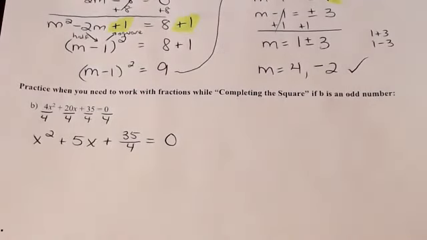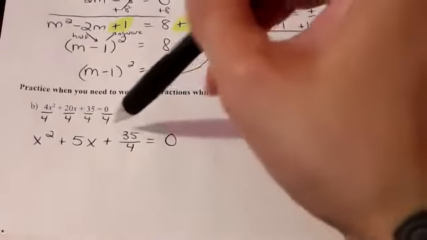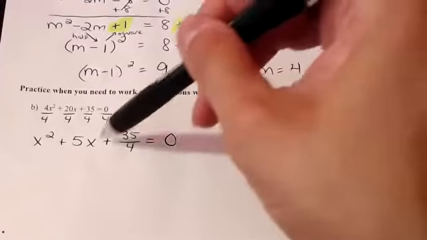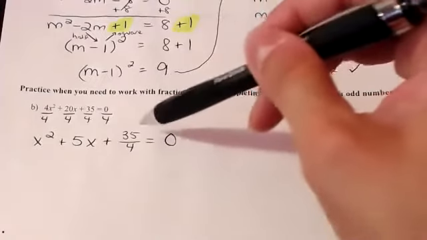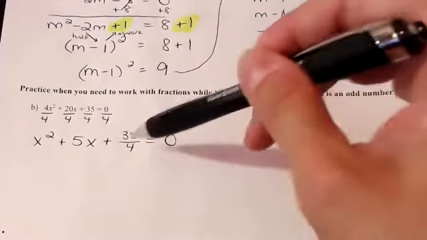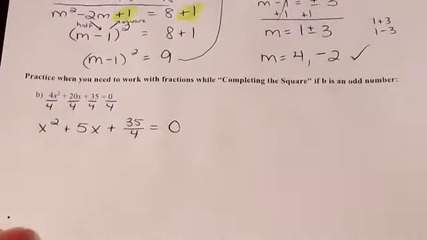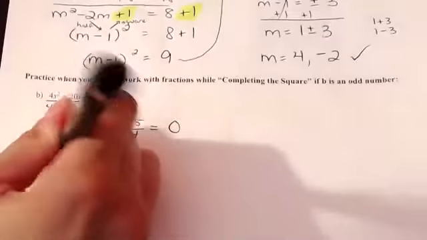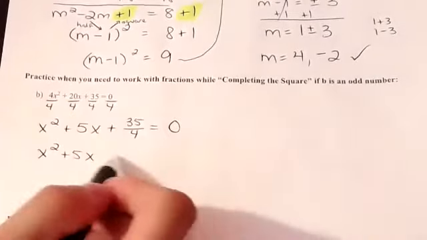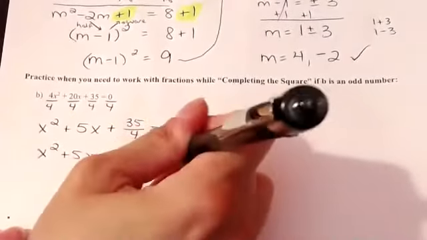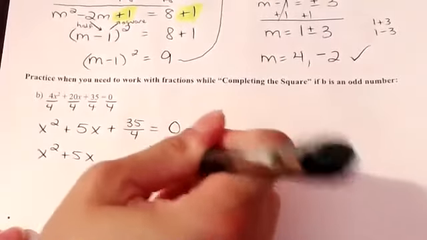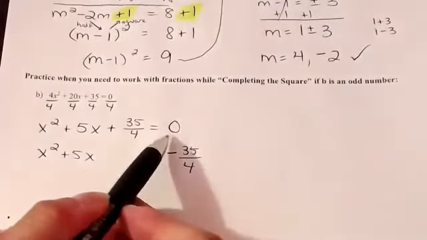So we divide every term by my leading coefficient so that it becomes a 1x squared. I always take my constant term, step 2, and I bring it over. I'm going to take this constant term and bring it over here. The only way to do that is by subtracting it, right? Because it's a plus 35/4. So that gives me x squared plus 5x, leave a gap, is equal to negative 35/4. Remember, we subtracted it from both sides.